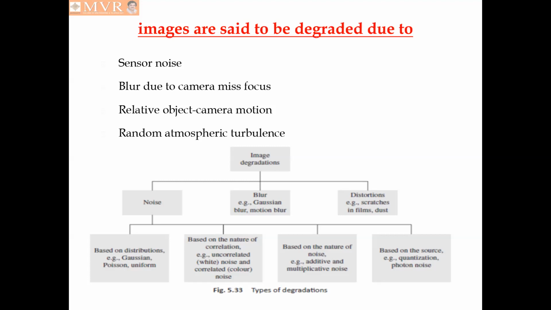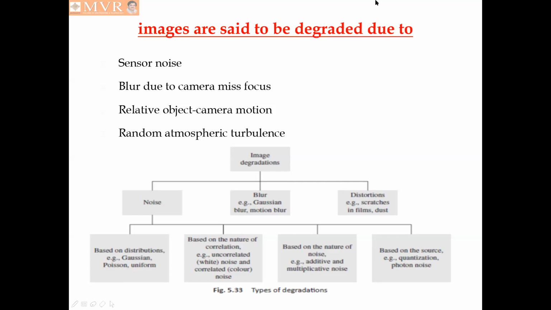Relative object camera motion. Whenever we are capturing images, we need to focus the camera perfectly, and at the same time there should not be any motion of the camera. Suppose we move the camera in any other direction, we may not be able to capture good quality images. At the same time, due to random atmospheric turbulence, that means because of the atmospheric conditions, sometimes we may not be able to capture good quality images. So these are some of the reasons why the images get degraded.